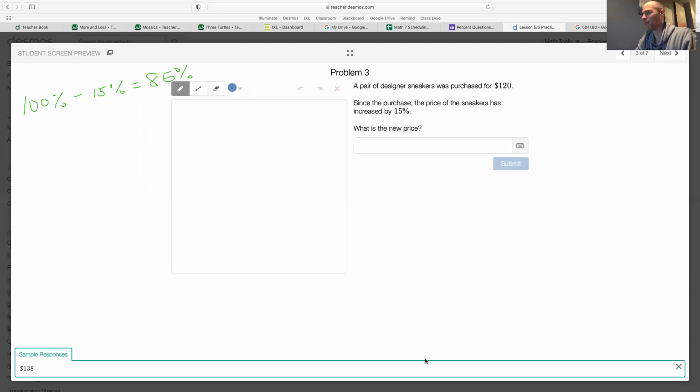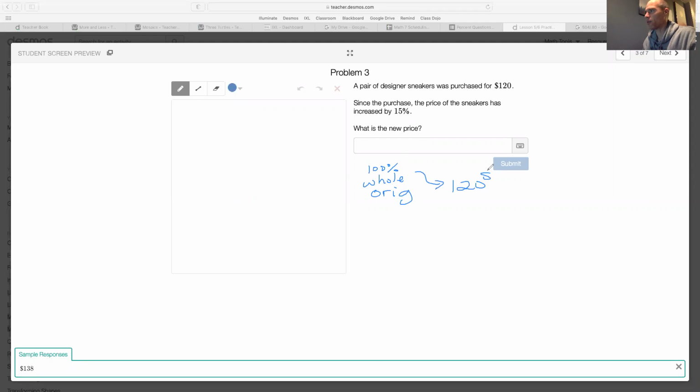All right. So problem 3, it says a pair of designer sneakers was purchased for $120. Since the purchase, the price of the sneakers has increased by 15%. Okay, so we have this original price of the sneakers, right? Let me get my drawing tool. So we can call that the original amount. We can call that the whole amount in this case. We can call it the 100%, whatever you want to call it. But that's going to be the $120, right?